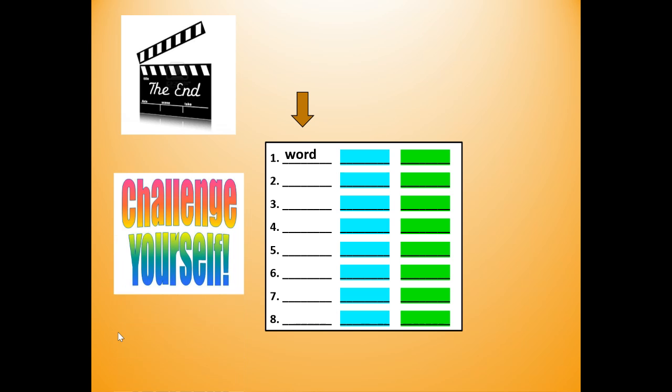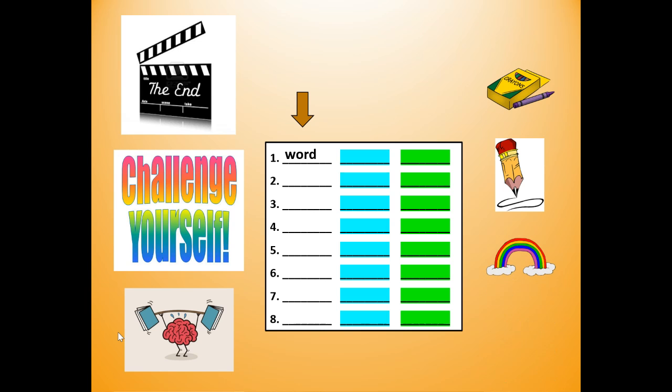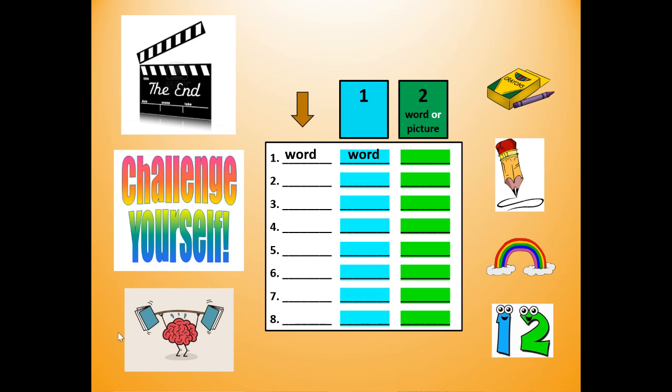This is a reminder it's the end of the lesson, time to challenge yourself. Hopefully, you've already written all of your vocabulary words, 1 to 8. It's time to get your crayon and your pencil to rainbow write, or just write your words up to 2 more times. And that second time, you can write the word or you can draw a quick picture or sketch.